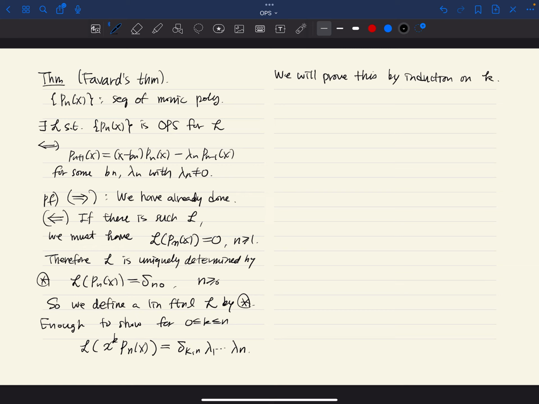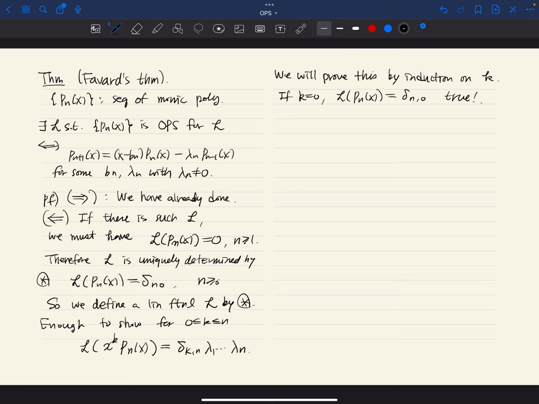What happens if k equals 0? So k equals 0, base case. Then we need to show this. L of pn(x) is 0 unless n equals 0, and for n equals 0 it is 1. So this is the same. Here is an empty product, so this is assumed to be 1. So it's true. Okay? So k equals 0, the base case is easy.